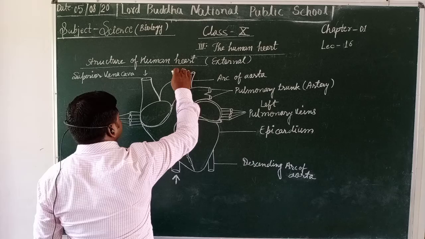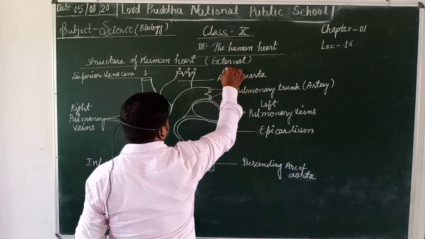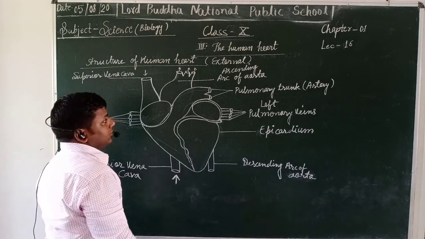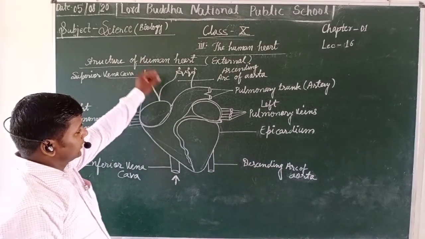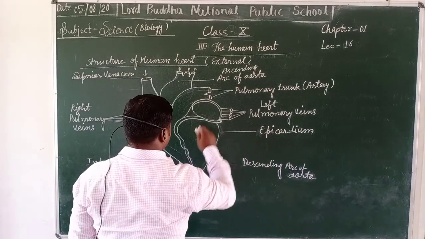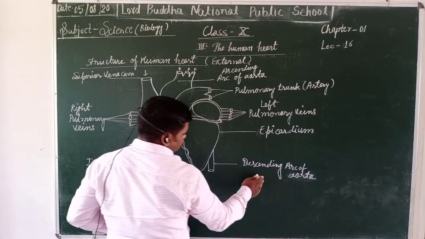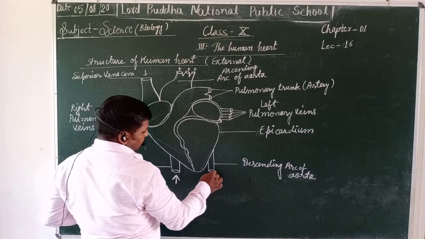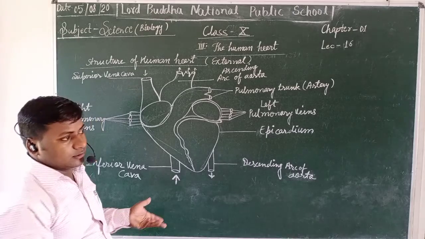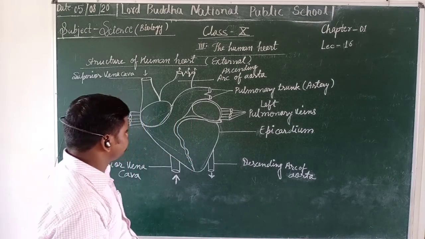And these are the ascending part of the aorta, because they help in distribution of the oxygenated blood which gets purified into the whole parts of the body above the diaphragm, and these help in the distribution of the oxygenated blood into the other parts of the body below the diaphragm with the help of the descending aorta.